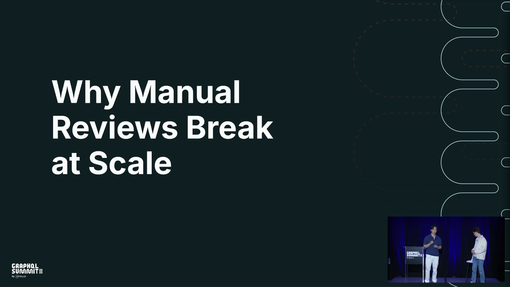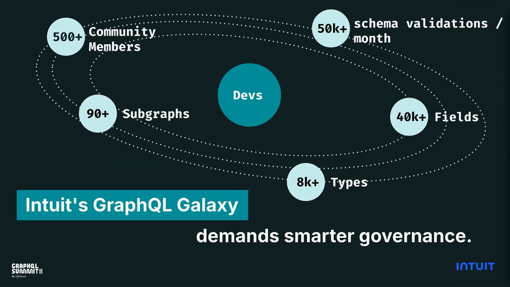So let's start. Why manual reviews break at scale? I'm sure many of you are familiar with this problem. To understand our pain, let's first look at our scale. We can visualize it as a GraphQL galaxy, and at the very heart of this galaxy, our developers are kind of the gravitational center, the force that holds everything together and pulls innovation forward.